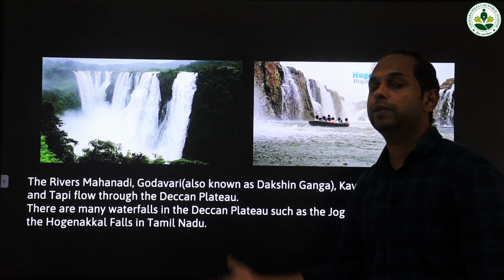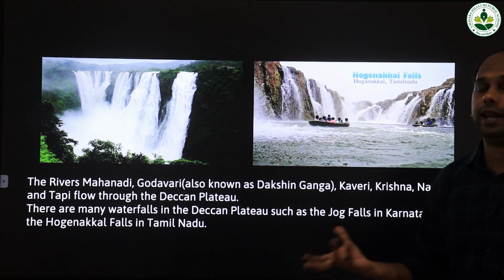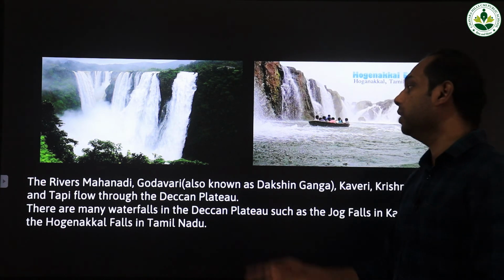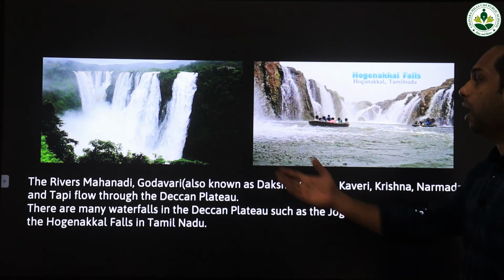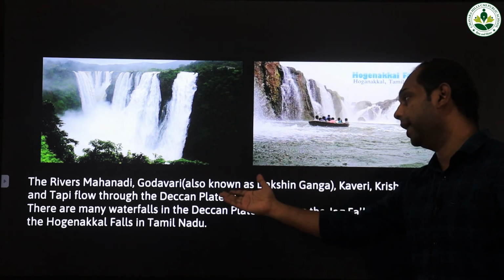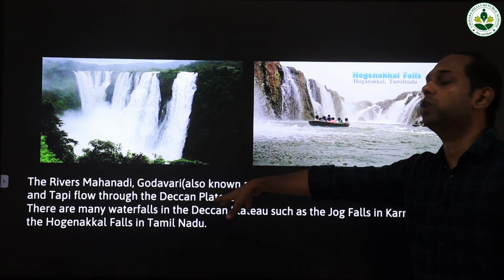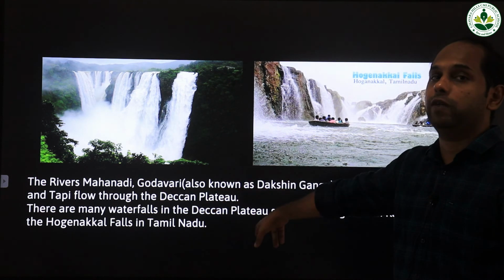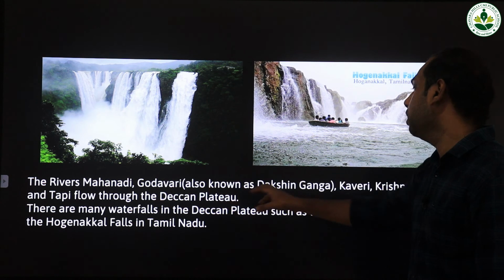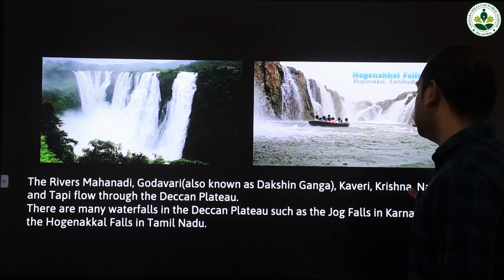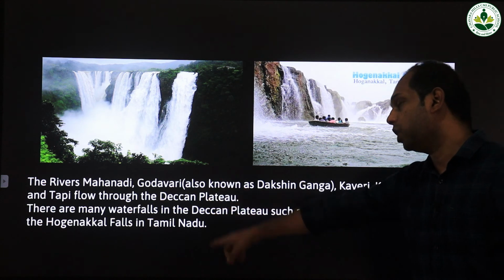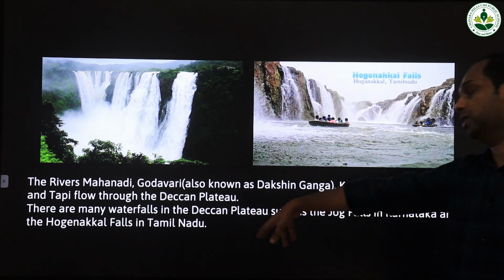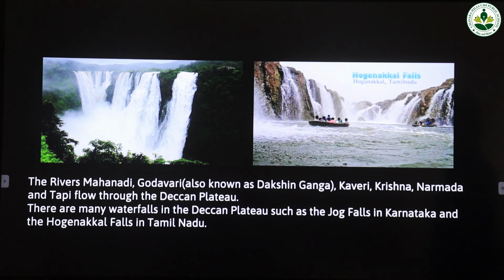Now we'll be studying what are the other major attractions in the Deccan Plateau. The rivers Mahanadi, Godavari, Kaveri, Krishna, Narmada and Tapi flow through the Deccan Plateau. These are the names of the rivers which flow through the Deccan Plateau. There are many waterfalls in the Deccan Plateau. So that is a major attraction in the Deccan Plateau compared to the Central Highlands.